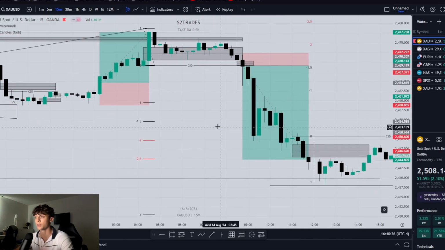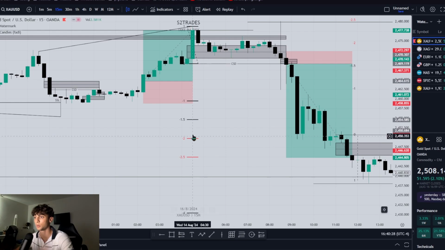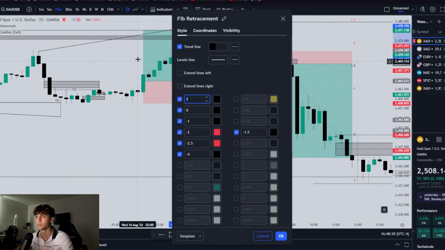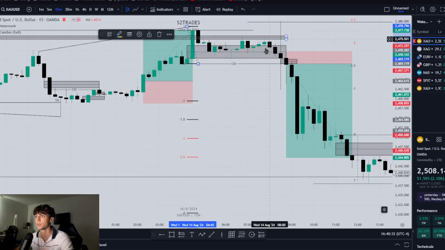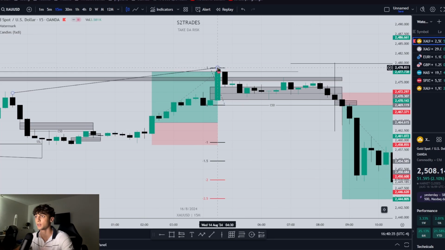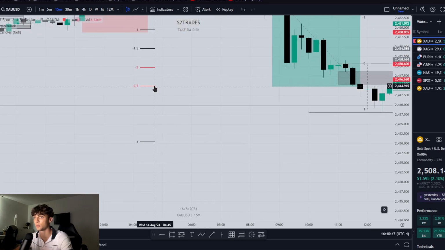And the way that we figure out where to put our take profits is we use the Fibonacci sequence. Here's the settings, copy it down. What we do is we take the high of the liquidity sweep, or before the liquidity sweep, the change in state of delivery, we take the high and bring it down to the change in state of delivery, and we target negative 2.5.